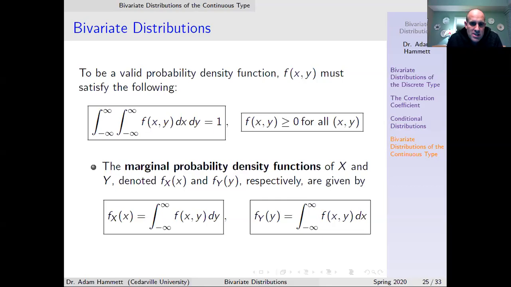And how would I get the marginal densities for x and y individually? Well, I would just have to integrate out one of the variables. Just like before, if I wanted the probability that x was equal to little x, I had to sum over all the possible y values. Here I integrate the joint density over all possible y values to get the marginal density for x. And similarly, I get the marginal density for y by integrating out the x variable. Those formulas are important.